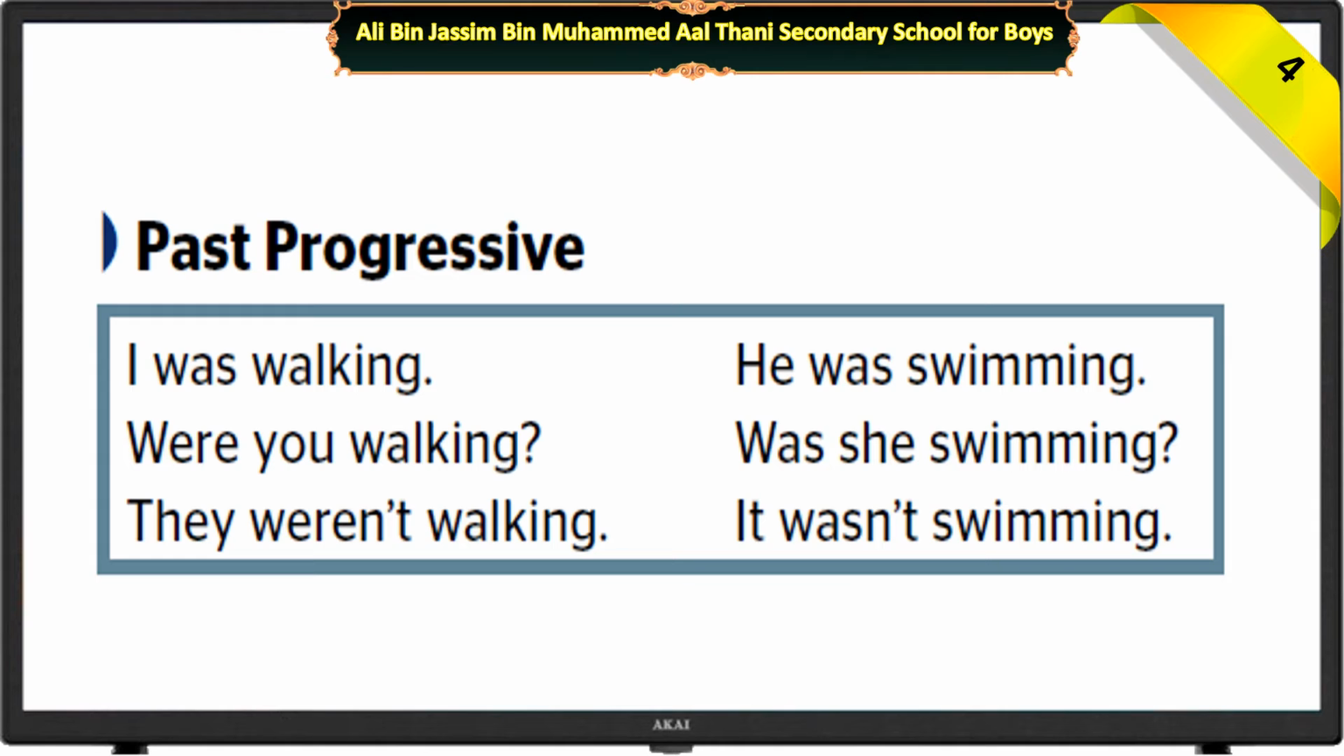Let's come to past progressive. Past progressive is formed by using was or were plus verb ing. For example, I was walking or he was swimming.